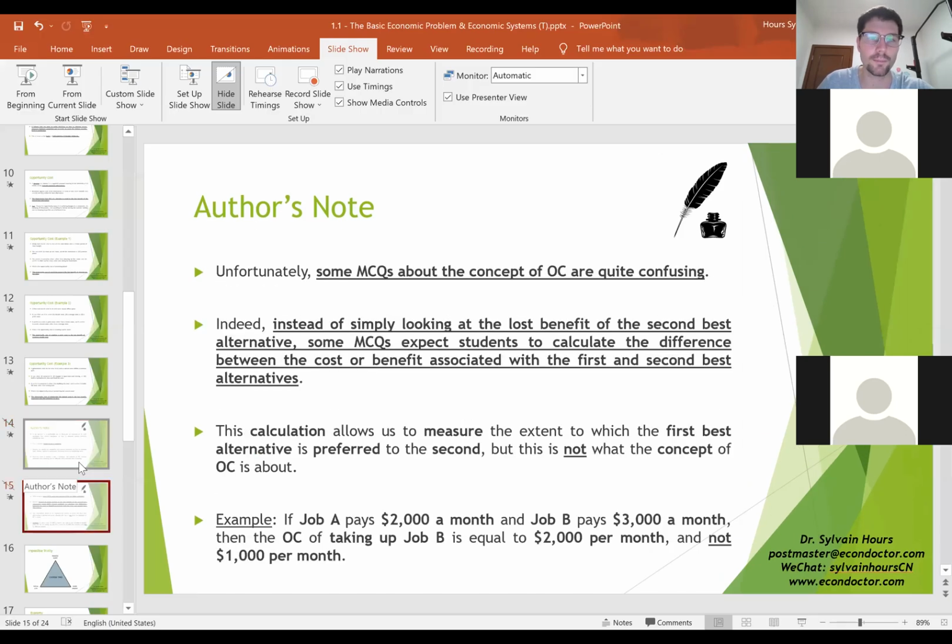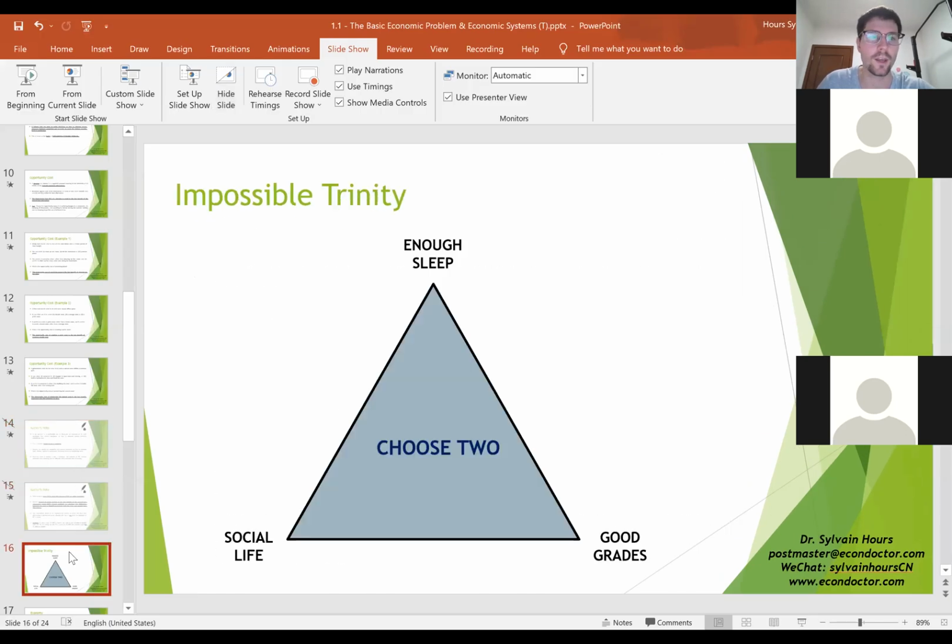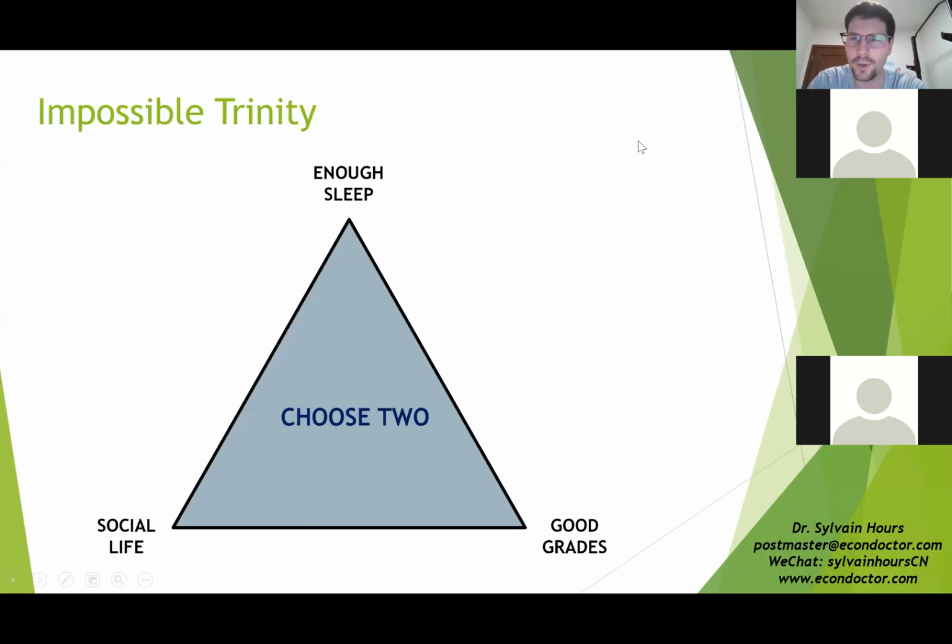All right, and I'm going to skip this. I like this, and I'm sure your students will know what you mean, the impossible trinity, where it's complicated to obtain the three things at the same time: enough sleep, good grades, and a social life. Very often, you just don't have enough time. So here the resource is time. You do not have enough time for everything. So most of us, we choose two.